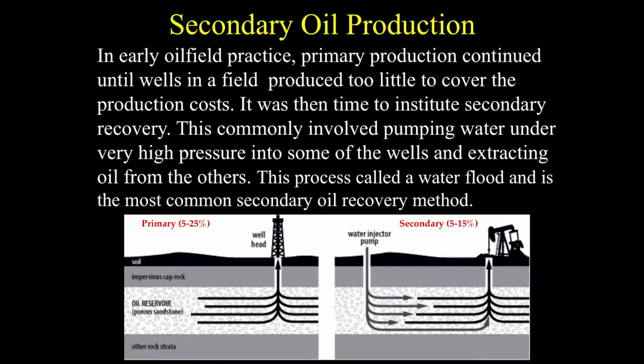In early oil field practice, primary production continued until wells in a field produced too little to cover the production costs. It was then time to institute secondary recovery. This commonly involved pumping water under very high pressure into some of the wells and extracting oil from others. This process, called a water flood, is the most common secondary oil recovery method. As you can see in this picture, primary production produced 5 to 25% of the oil, and in secondary production, you got 5 to 15%.